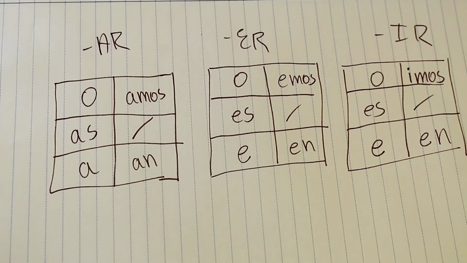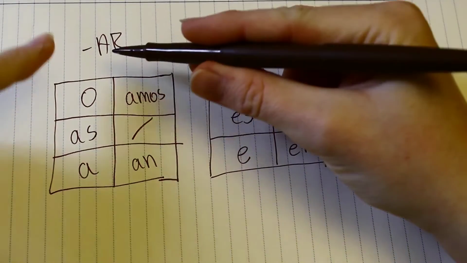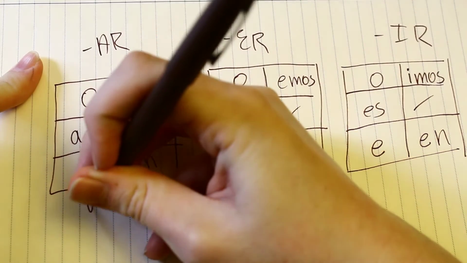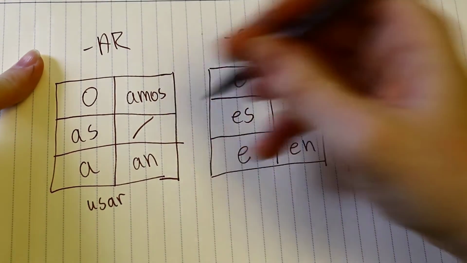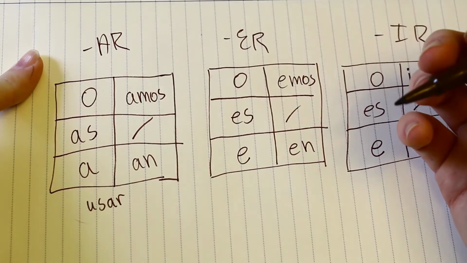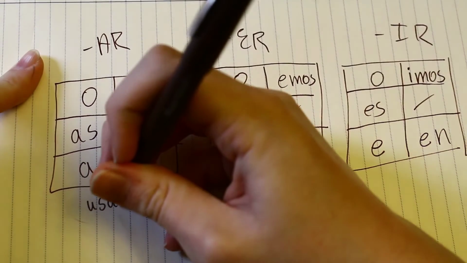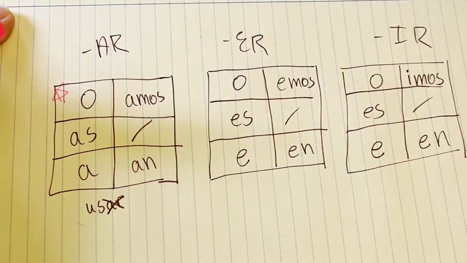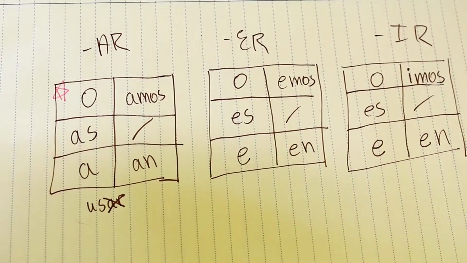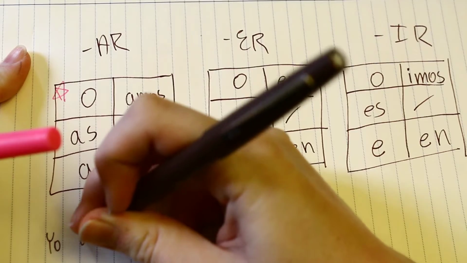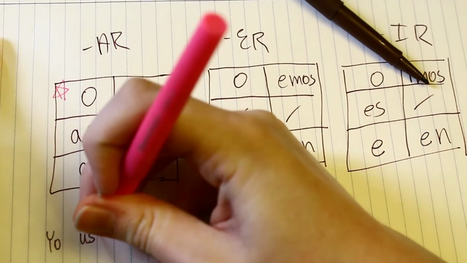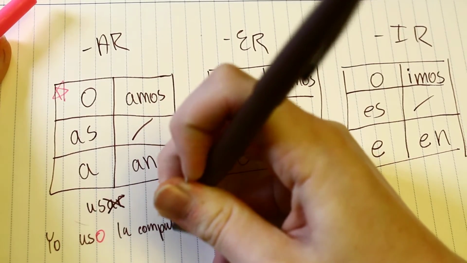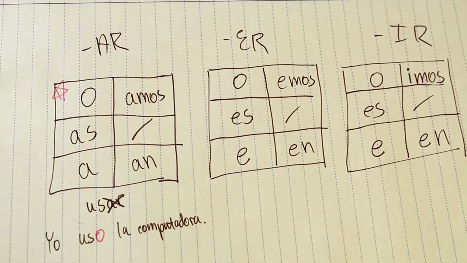So let's make one example sentence where we're using each of these verbs. For an AR verb, let's say I use the computer. The verb for to use is usar. But if we want to actually use that verb, we don't want to say usar, because that would be like saying I to use the computer. That doesn't make sense. So we have to take this AR off, and then use the correct yo ending, which is this box right here. So we're going to put an O on the end of our verb. Yo uso, remember we took the AR off, and then the computer, la computadora. All right, awesome. We used an AR verb.